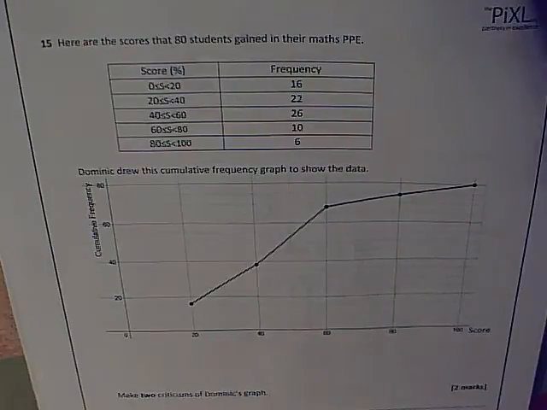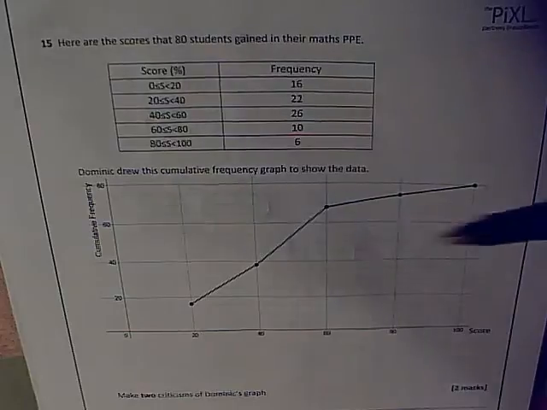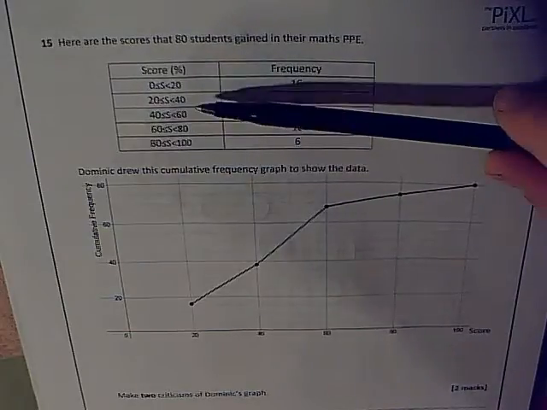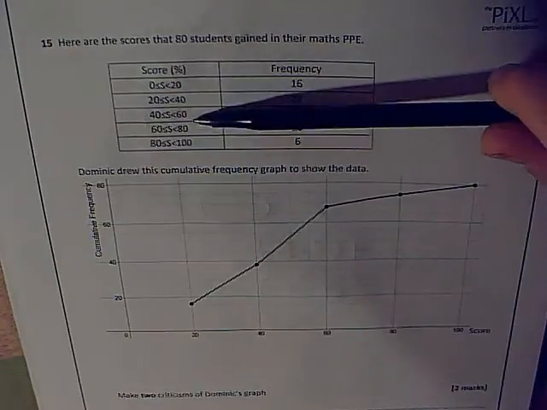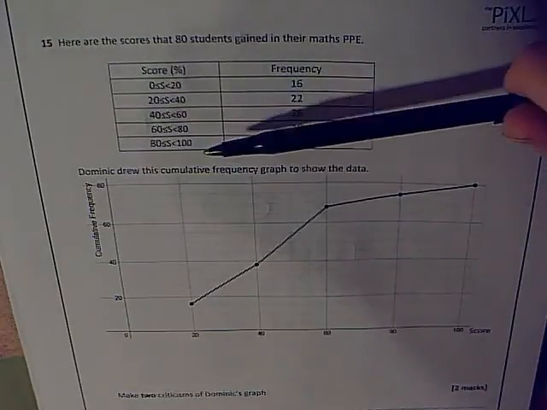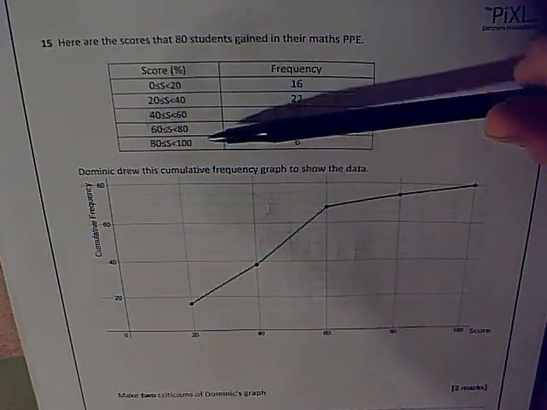Question 15. Here are the scores that 80 students gained in their maths PPE. So a score of between 0 and 20: 16 students got that. 22 students got between 20 and 40. 26 students got between 40 and 60. 10 students got between 60 and 80. And 6 students got between 80 and 100.